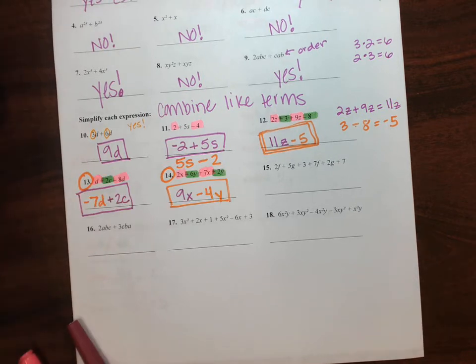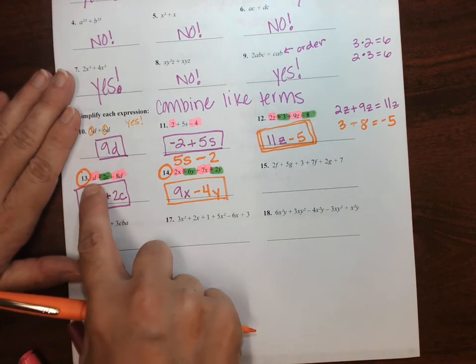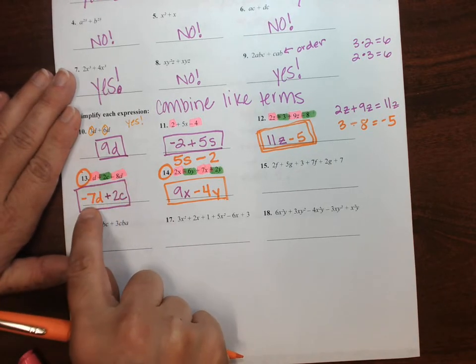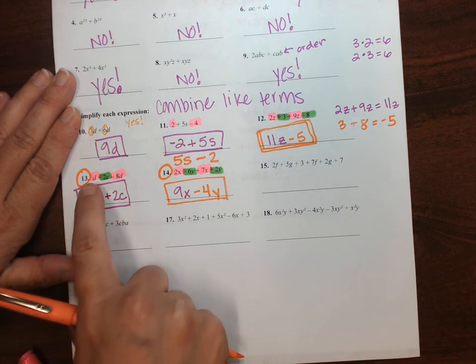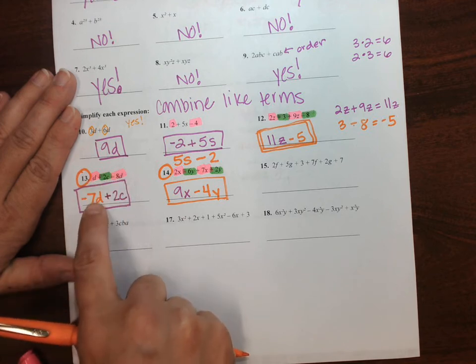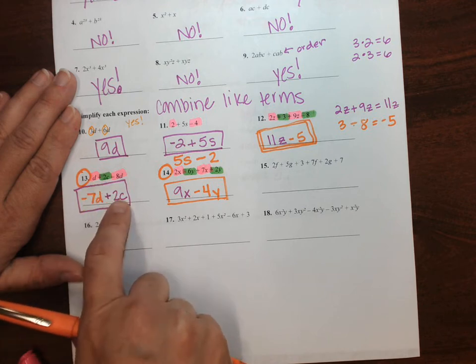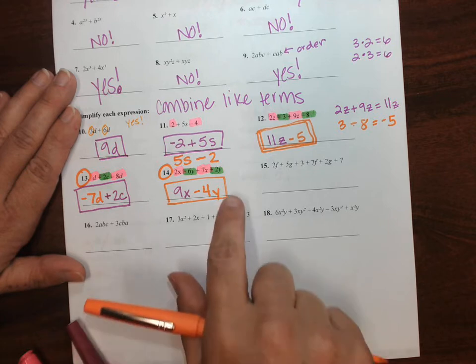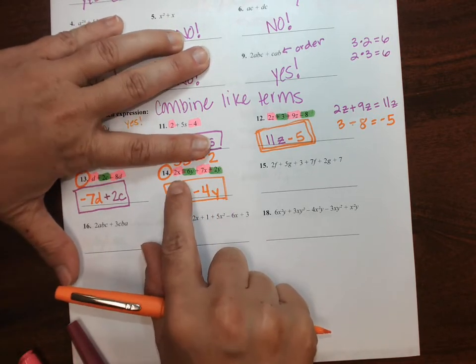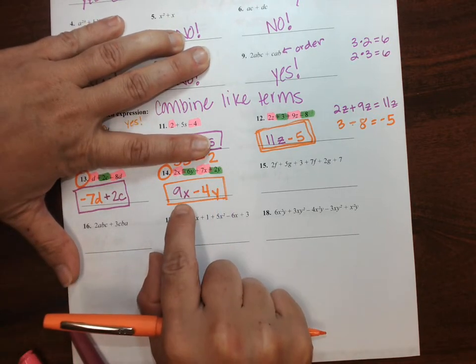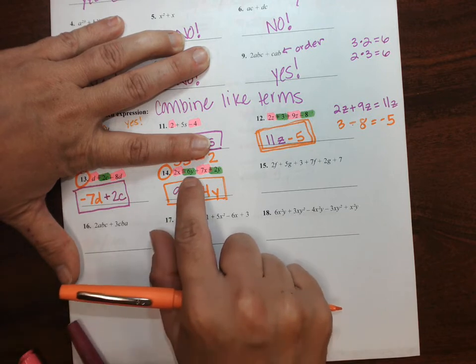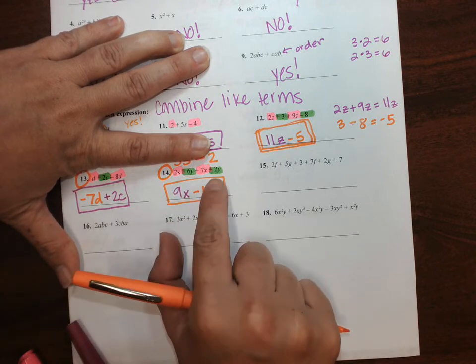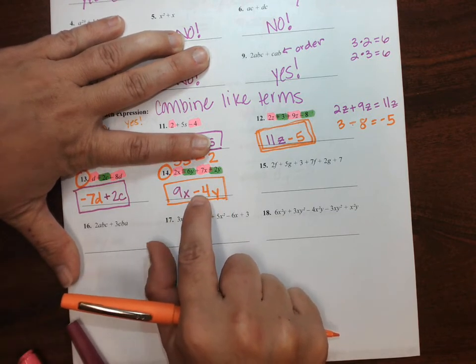All right, welcome back. Here are my answers. D minus 8D is negative 7D. What's 1, right? There's a 1 there. What's 1 minus 8? Negative 7. And I bring down that positive 2C. So there's my answer in the box. Over here, 2x plus 7x is 9x. Negative 6y plus 2y is negative 4y.